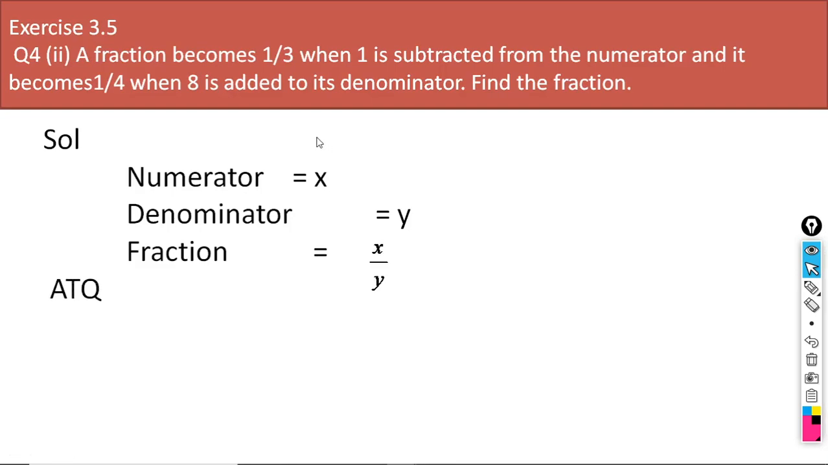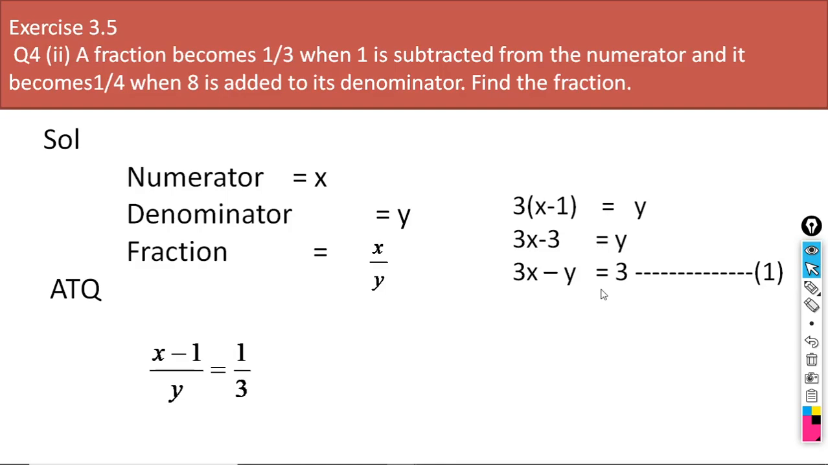In the first case, a fraction becomes 1 by 3 when 1 is subtracted from the numerator. We have to subtract 1 from the numerator and nothing has been done with the denominator. So y remains as such, it becomes 1 by 3. By cross multiplication we get the first equation.